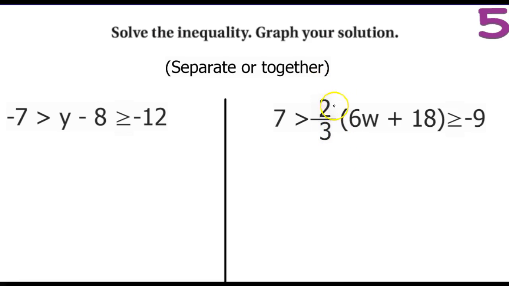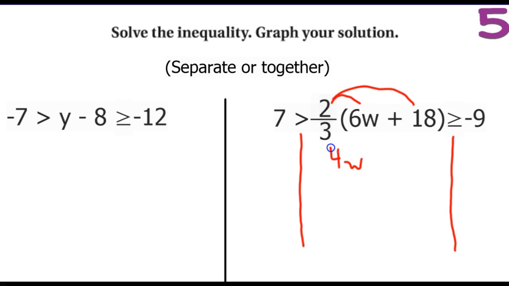We have 2/3. That's going to be distributed to 6 and 18. So I'm going to draw these two lines down so I know to keep something in the middle. Now 2/3 of 6, that gives me 4w. And 2/3 of 18, that gives me 12. So we have 7 is greater than 4w plus 12, which is greater than or equal to negative 9.